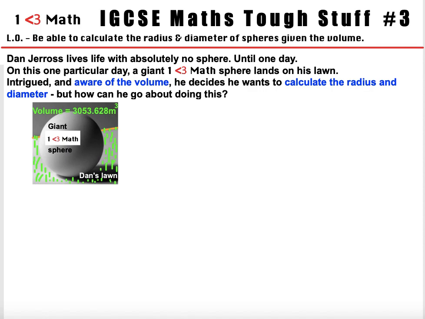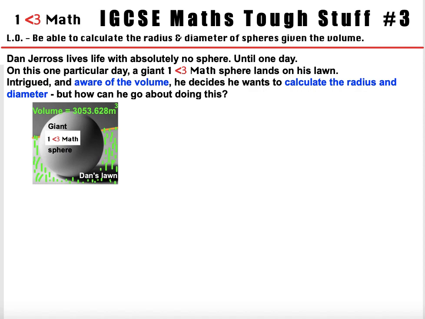So welcome back to 1 Less Than 3 Math. This is the third video in the IGCSE Maths Tough Stuff playlist. The learning objective is to be able to calculate the radius and diameter of spheres given the volume.